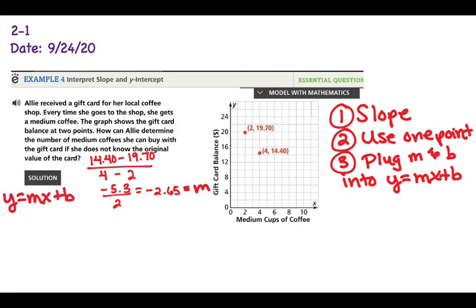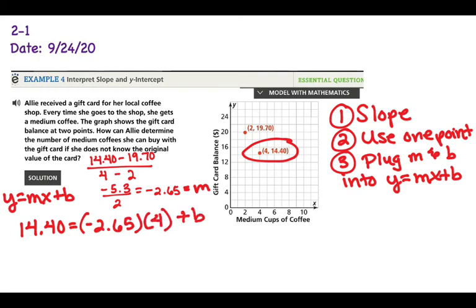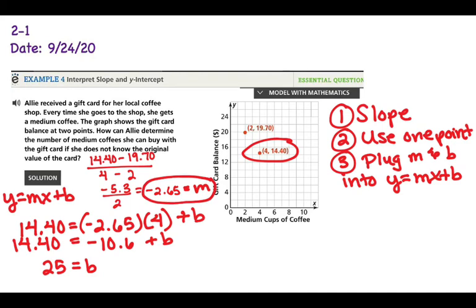So we're going to take our values that we know and use one of the points. So we have 14.4 is the point I used. You could have used 2, 19.7. It doesn't matter. So I'm going to plug in 14.4 for the y value, negative 2.65 for the m, 4 for the x value, and then b is the variable we're looking for. So now we're going to multiply negative 2.65 times 4, and you get negative 10.6. Then you're going to add 10.6 to both sides, and you find that the total of our gift card was $25.